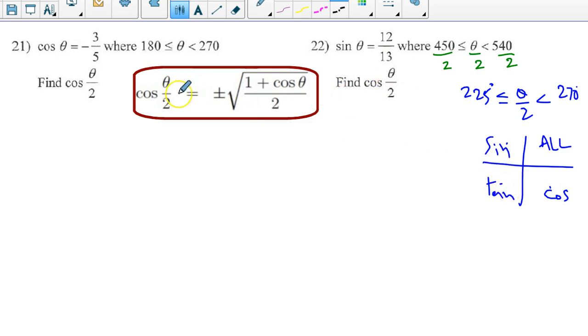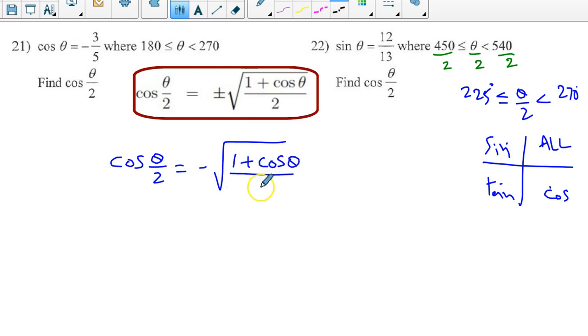Therefore, this formula, I can write it as cosine theta over 2 is equal to negative square root of (1 plus cosine theta) divided by 2. Alright. Now, having known this, the value of the sine is 12 divided by 13. So we have to find the cosine.